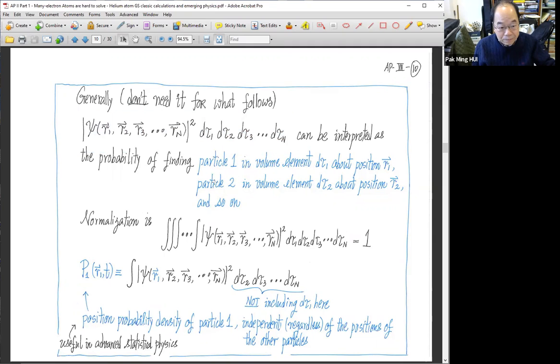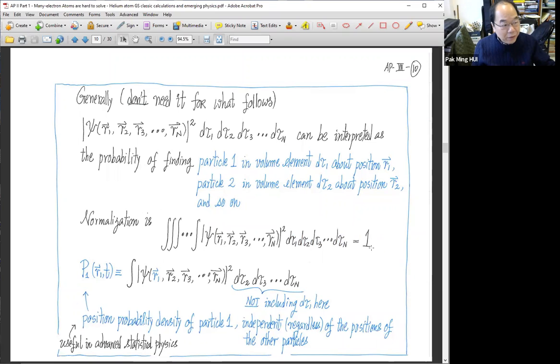Okay, no doubt. Thereby, there's a normalization. So you integrate over all the n electrons' coordinates over all the available space. These n electrons must be found somewhere, right? So add up all the probability. That is the normalization of many electron wave functions.